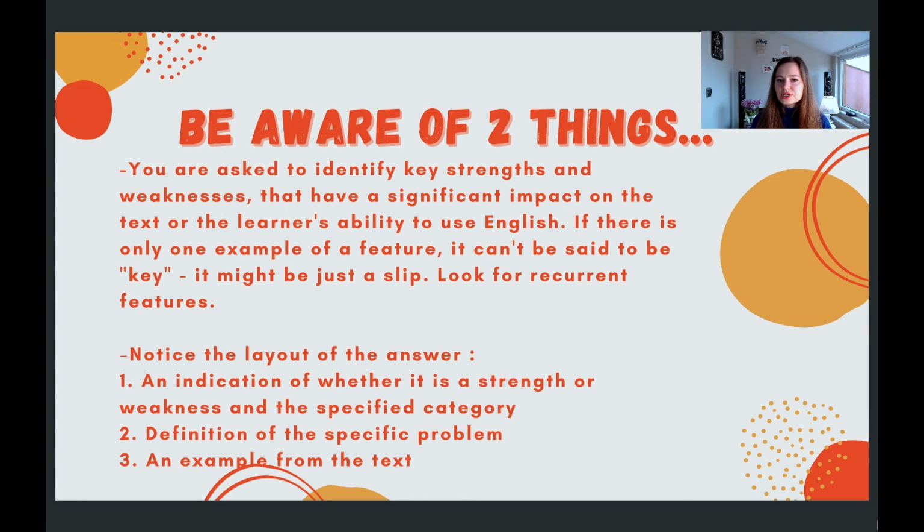Notice the layout of the answer. Number 1, an indication of whether it is a strength or weakness and the specified category. 2, definition of the specific problem. For example, there is a problem with cohesion, and if we specify, there is a definition, there is the problem with the purpose clauses. And finally, an example from the text. That's something you need to consider, and without an example, you can lose some precious marks.